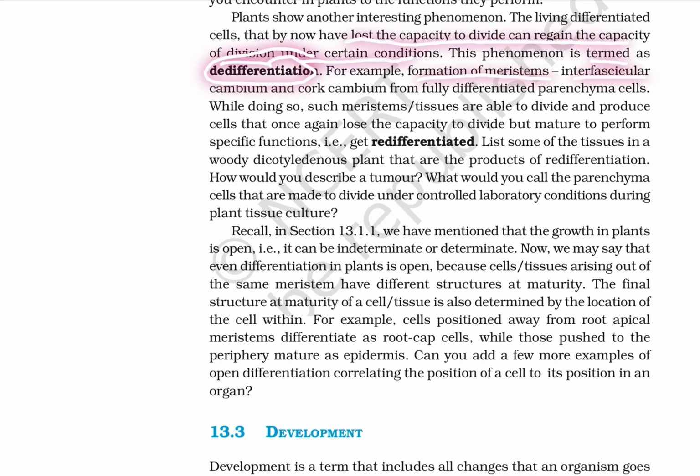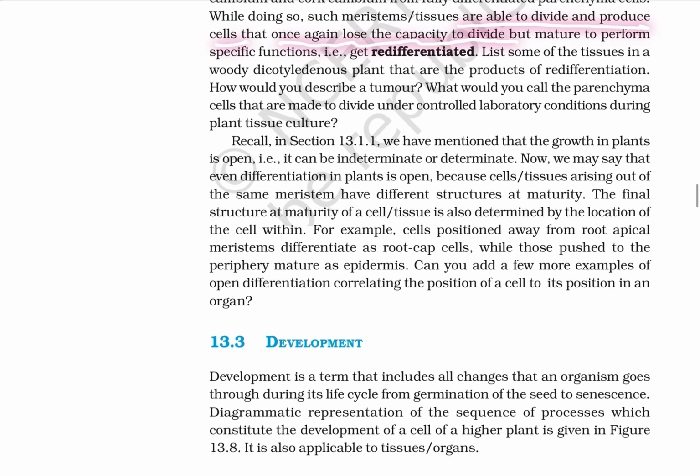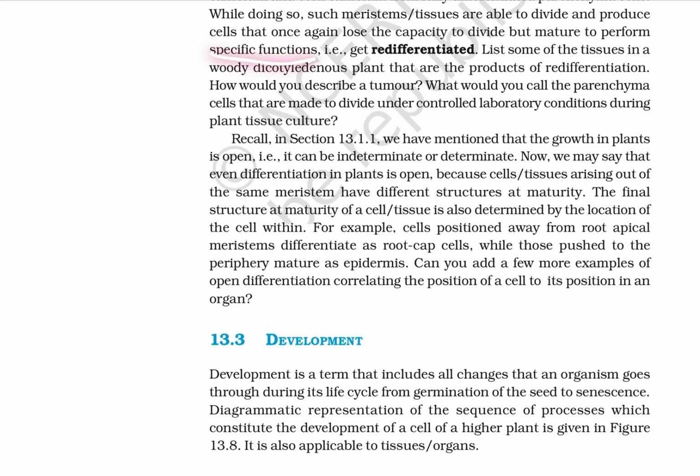For example, formation of meristems, the interfascicular cambium and the cork cambium, from fully differentiated parenchyma cells. While doing so, such meristems and tissues are able to divide and produce cells that once again lose the capacity to divide but mature to perform specific functions, that is, redifferentiation. List some of the tissues in dicotyledonous plants that are the products of redifferentiation.